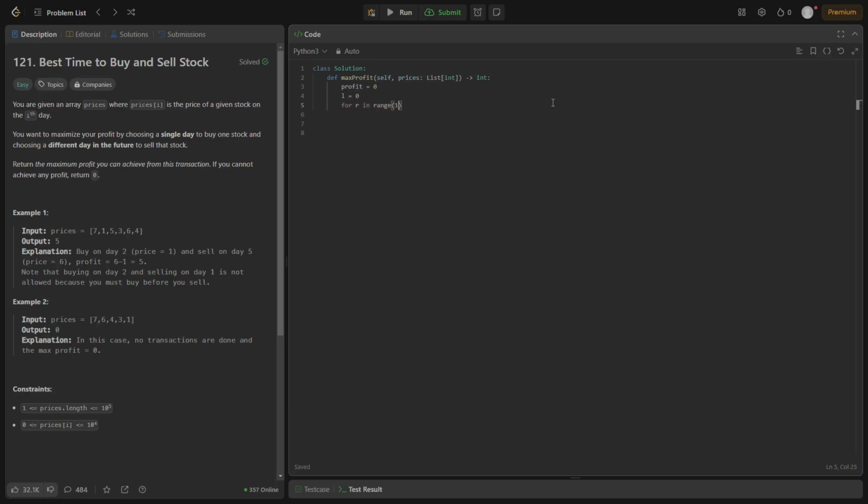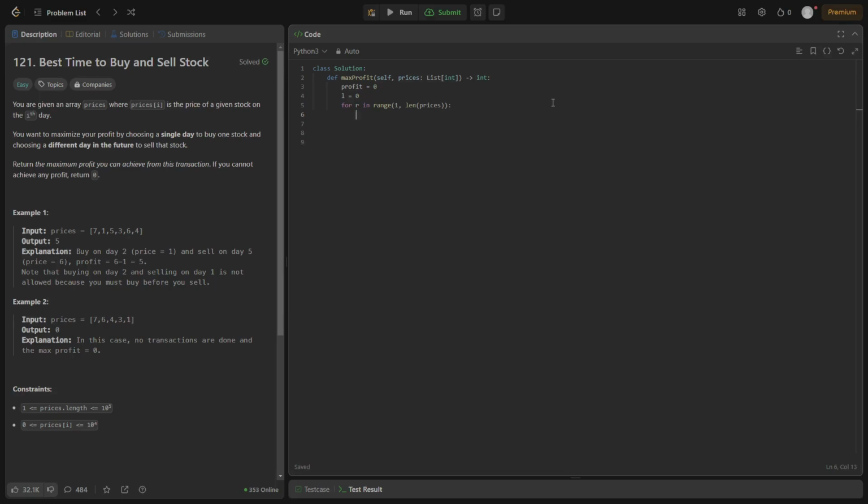And that will go from 1 to the length of prices. And we want to start it at 1 because there's no point starting it at 0. Starting at 0 means we buy and sell on the same day, meaning we buy and sell the same price. So the profit there would be 0, and that's just an extra iteration that we don't need.